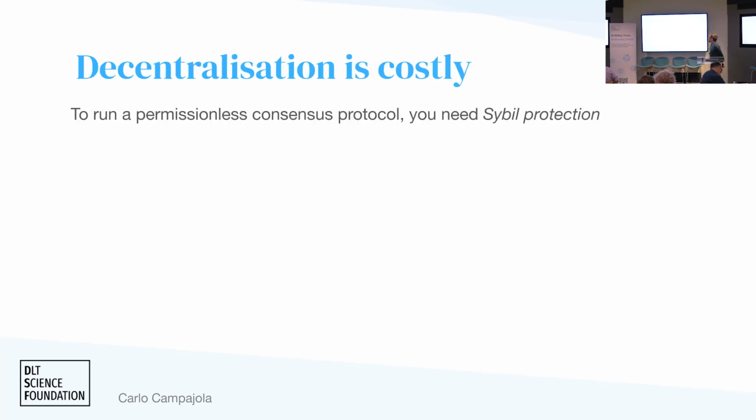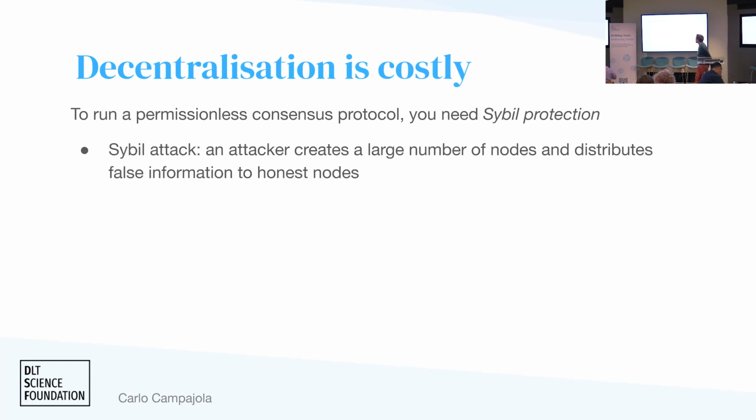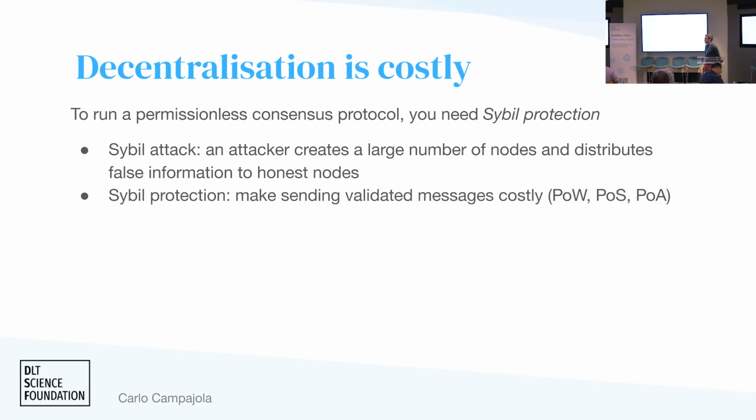And the key point is that decentralization is costly. To run a permissionless consensus protocol, you need this sort of Sybil protection. This is exactly what proof of work and proof of stake do. Again, a Sybil attack is when an attacker creates a large number of nodes and distributes false information to honest nodes. So you're flooding the network with bad information for your own sake. Maybe you want to double spend or whatever. And Sybil protection is the way of making sending validated messages costly in some way, and that's proof of work, proof of stake, or proof of authority, which is basically allowing only authorized nodes to send these messages.